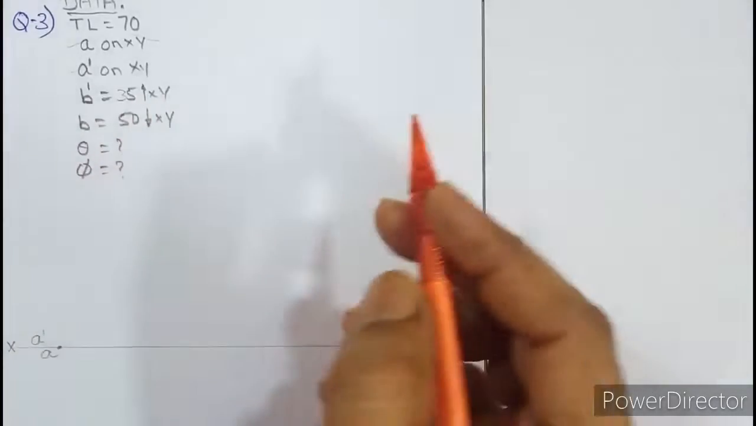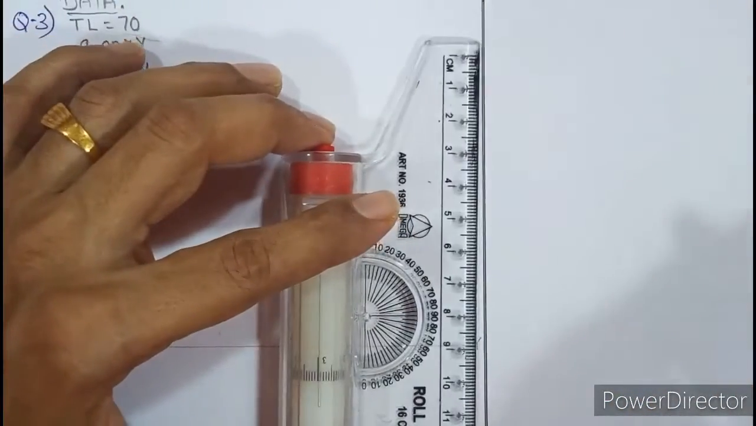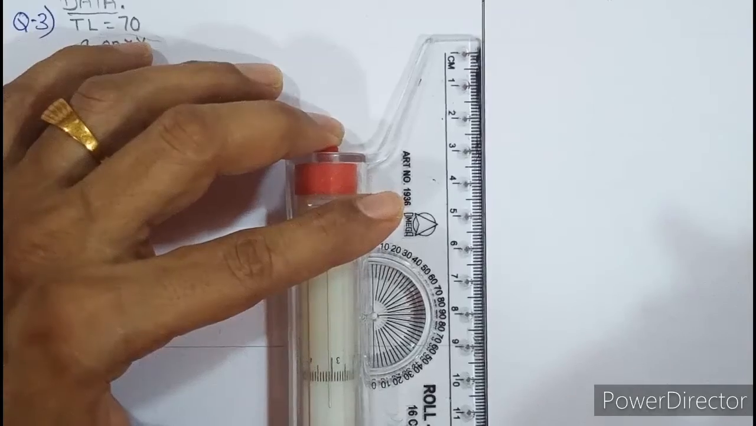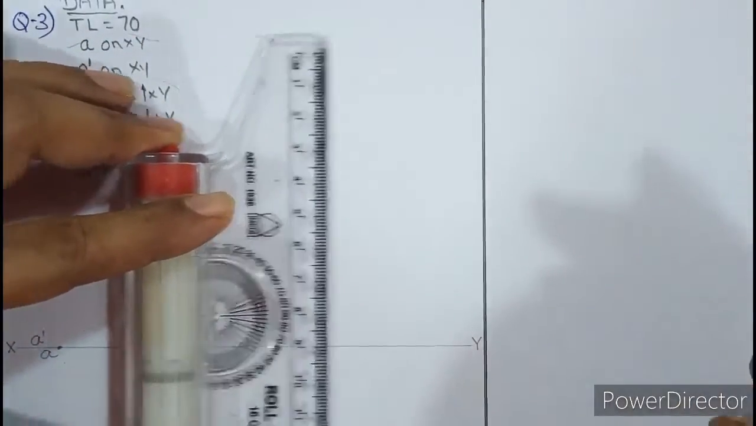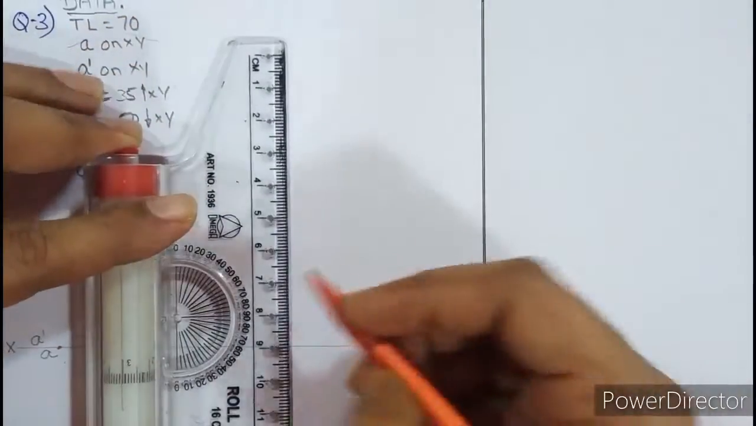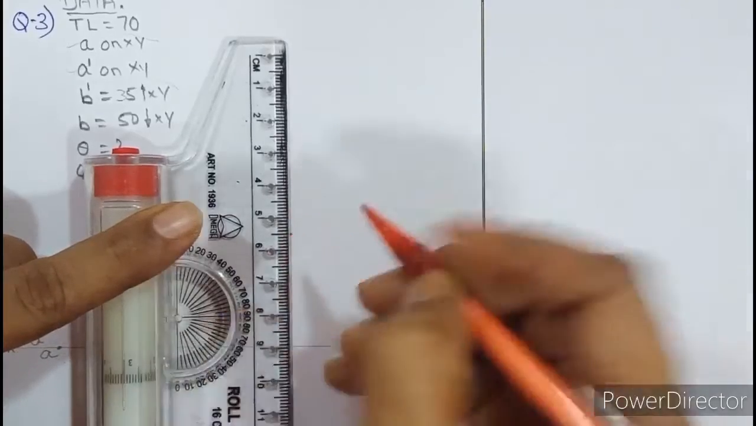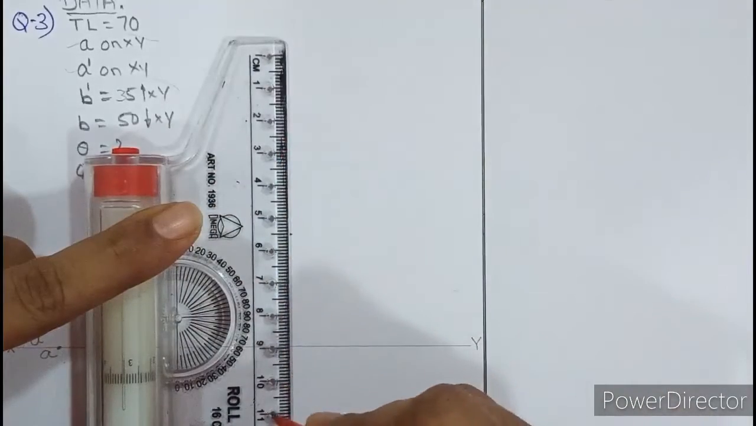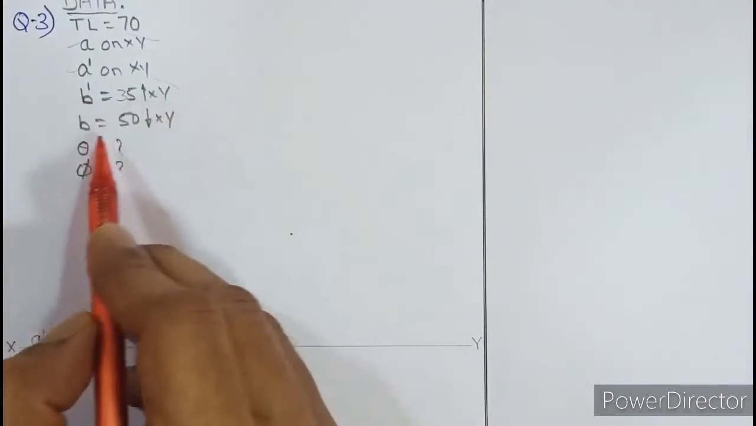Okay, so B dash is 35 above. So let us move vertically above by 35. So I'll align this roller scale, and from here, let me mark a point 35 above: 10, 20, 30, 35, and it is 50 below: 10, 20, 30, 40, 50 below. So we'll mark both the points together. So B dash is 35 above, B is 50 below.